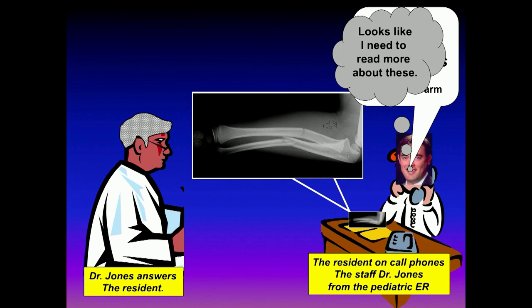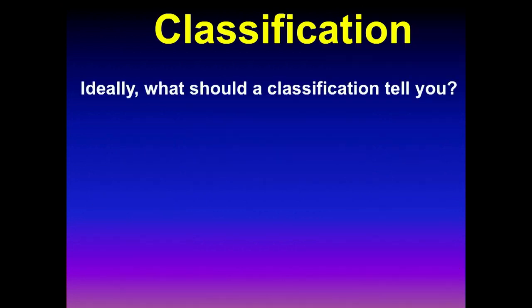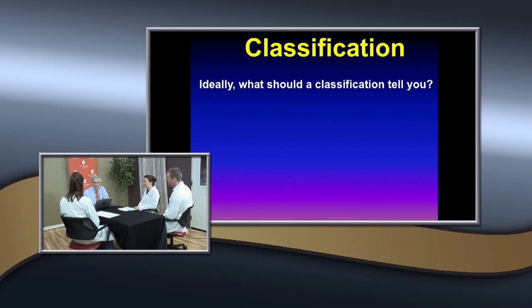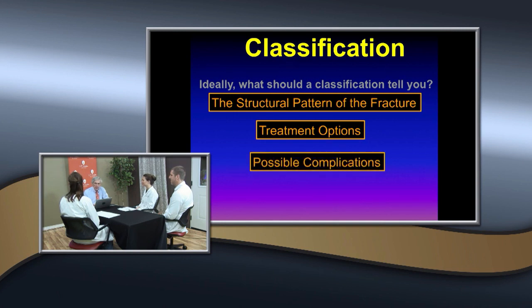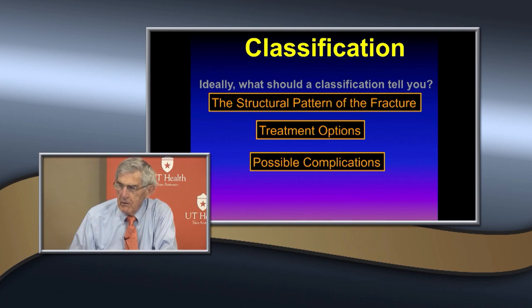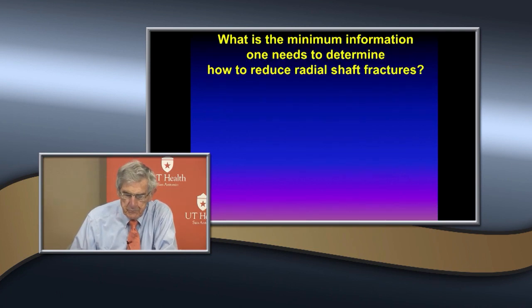That's right. And fortunately, you folks have all studied, and you'll understand this. So, ideally, what sort of classification tells you how to treat it? Well, that's right. It tells you the structural pattern of the fracture. And it also tells you how to treat it. It tells you the treatment options that are available. And the other thing that can occur, it can give you prognostic information? Yeah, or the possible complications that can occur, the things that you look for.